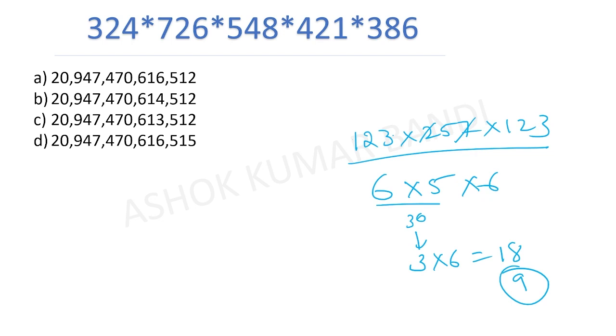Let us check, is it right or not? 123 multiplied by 257 multiplied by 123. The answer is 3888153. So 8 and 1 make 9, cancel. So let's check the remaining numbers. So 3, 8, 8 and this is also 8. 24 plus 3 is 27. 2 plus 7 is 9. Check here. That's it. You can do it like this.